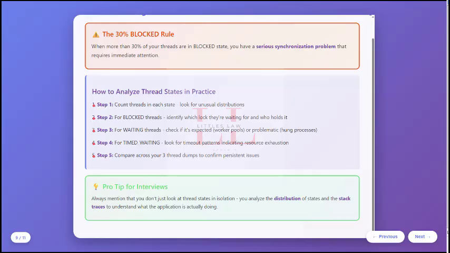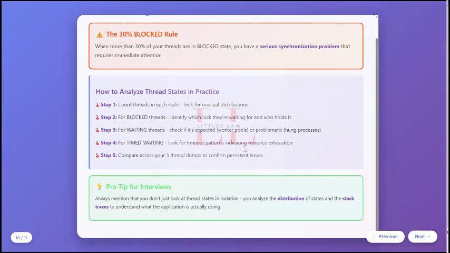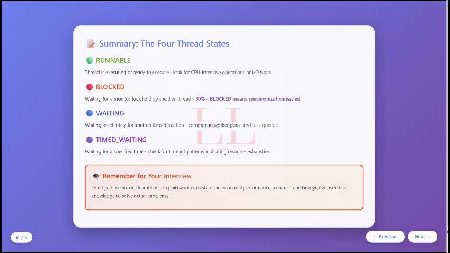And step 5, compare across your 3 thread dumps to confirm that issues are persistent and it's not just temporary states. So the pro tip, which I always mention: don't just look at thread states in isolation. Analyze the distribution of states and correlate the stack traces to understand what the application is actually doing, and that's what separates good performance testers from great performance testers. And moving on to the last one, the summary.